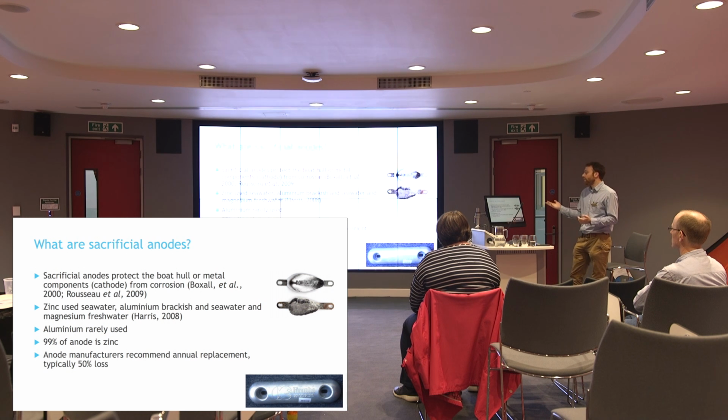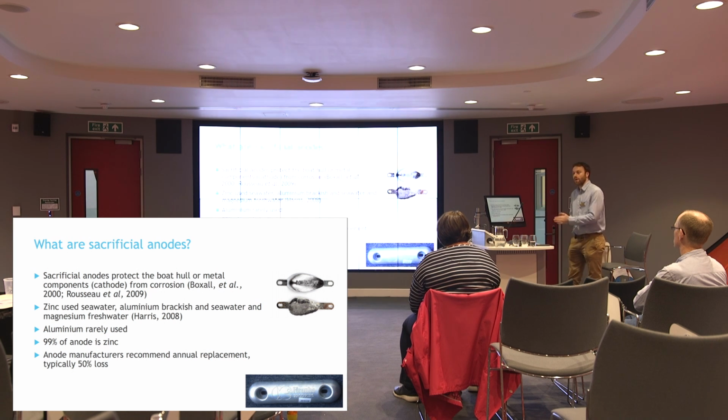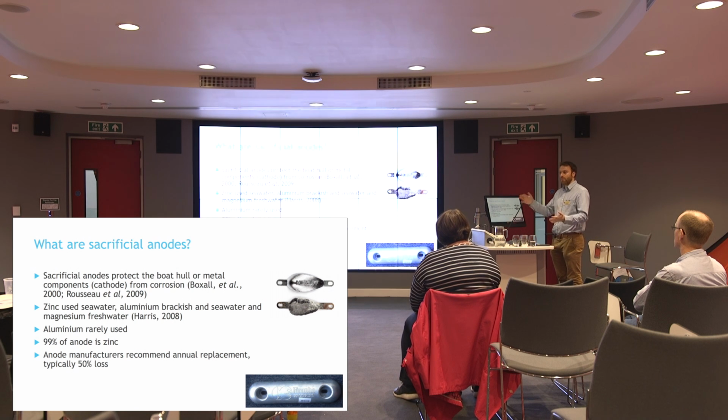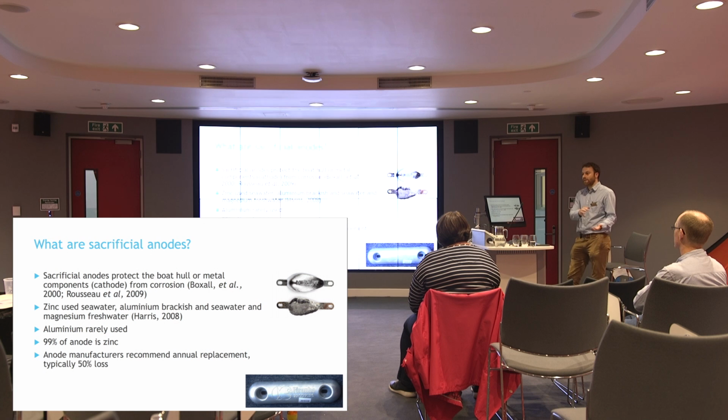It's recommended by manufacturers that anodes are replaced annually, and this typically shows 50% loss. So for example, typical anodes weigh 1 to 2 kilograms, so if 50% of that is lost, that shows how much zinc is being released from one boat each year, considering one boat might have 1 to 3 anodes on it.